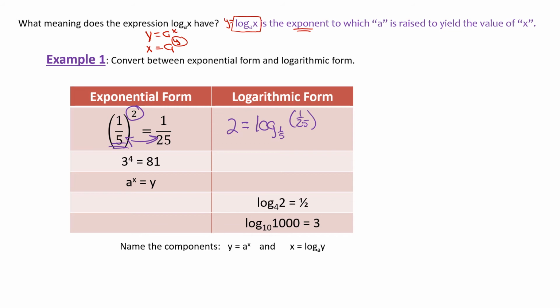Because we have a 2 here, but there's lots of questions where this is going to be the x, and you don't know what that is. And so we need to be able to rewrite it.